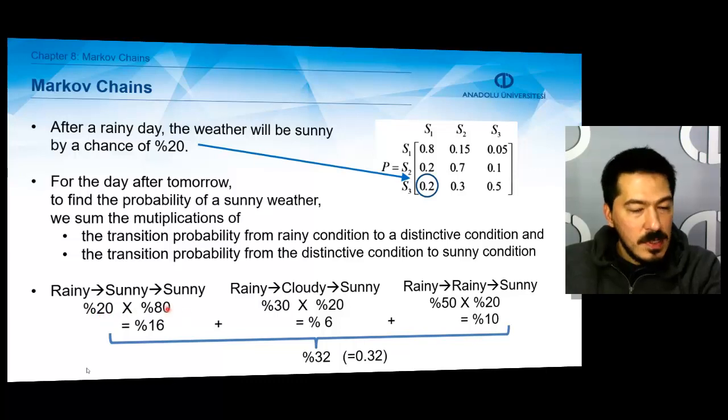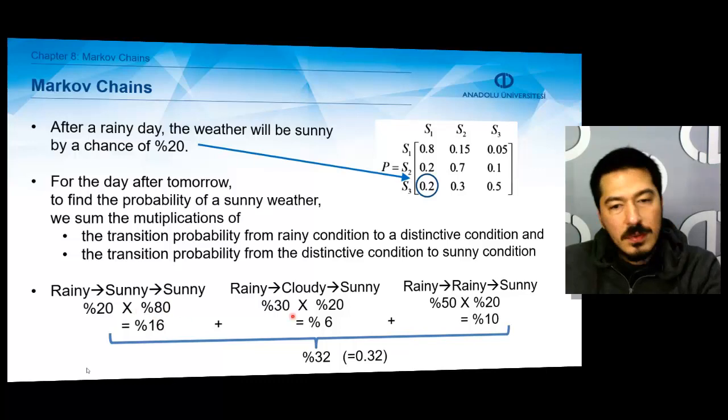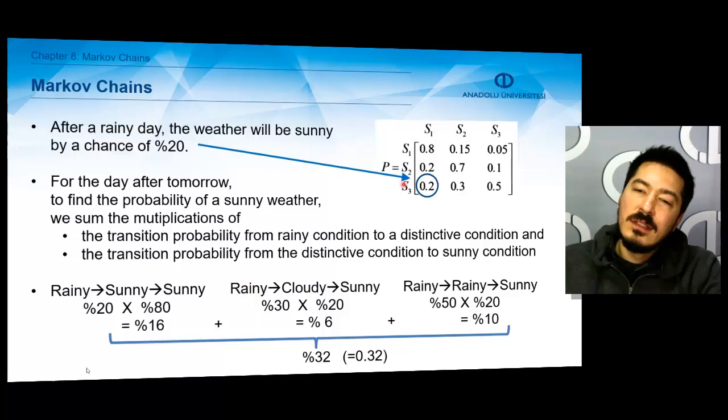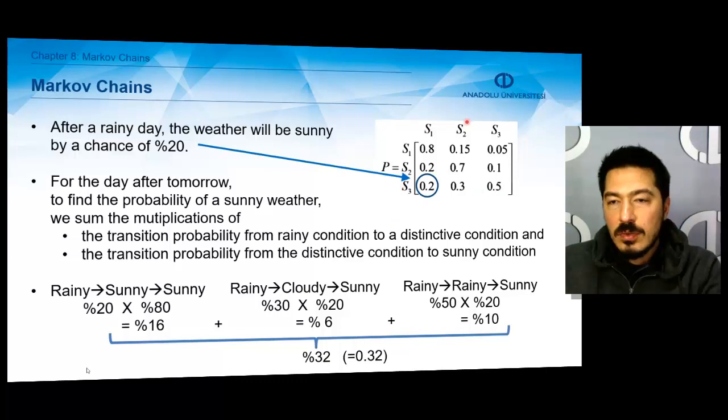20% times 80% yields 16%. For the second one, we can see a transition probability from rainy to cloudy. It is rainy for the third row. Cloudy condition is for the x2, so we're looking at the second column. The intersection of the third row and the second column gives us the probability, which is 0.3, and it's a 30% probability of the weather being cloudy right after a rainy day.